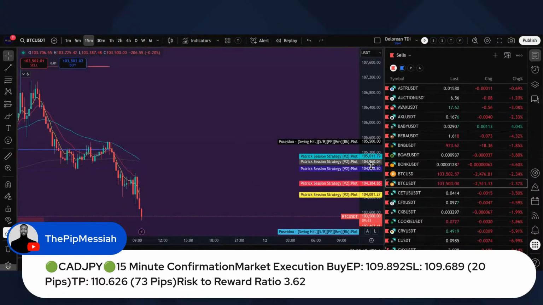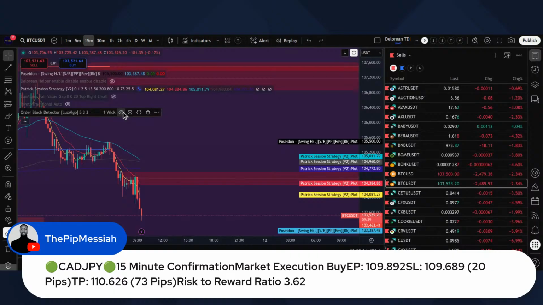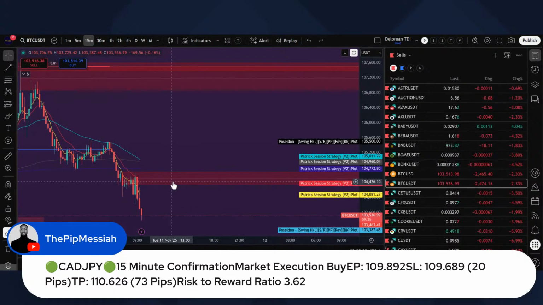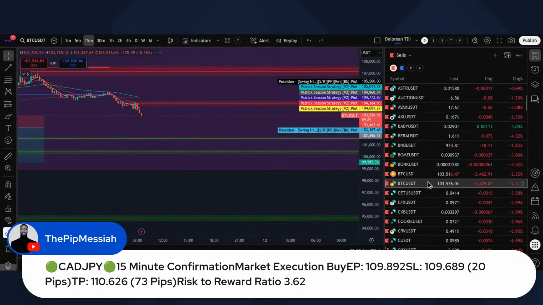As for Bitcoin, it did finally break below that price that we were looking at. So we're on the bottom of a sell order block and price is continuing to decline. We're straight on a fall to about 101,600. Another 1,900 points.